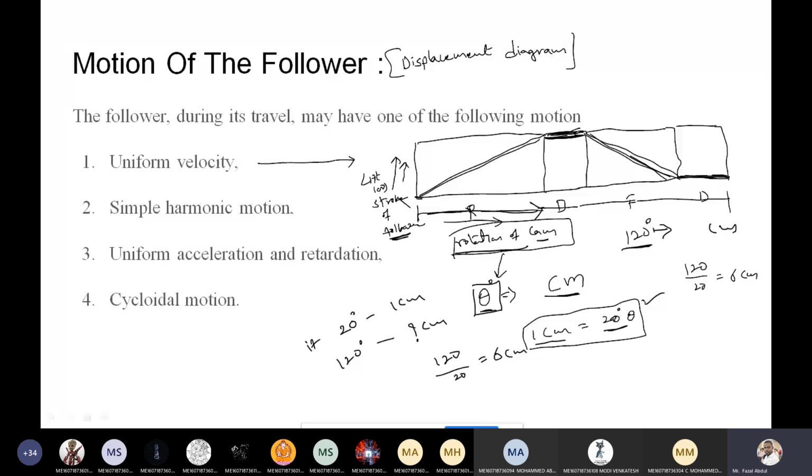Now, the diagram appearing on your screen is the uniform velocity diagram. The second one is the simple harmonic motion. See the construction of simple harmonic motion. To construct the simple harmonic motion, I am explaining the procedure.